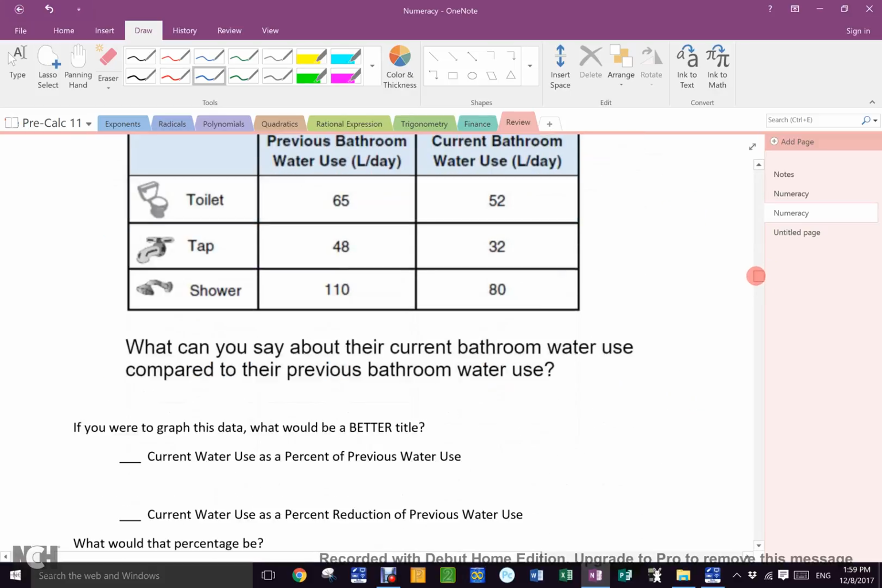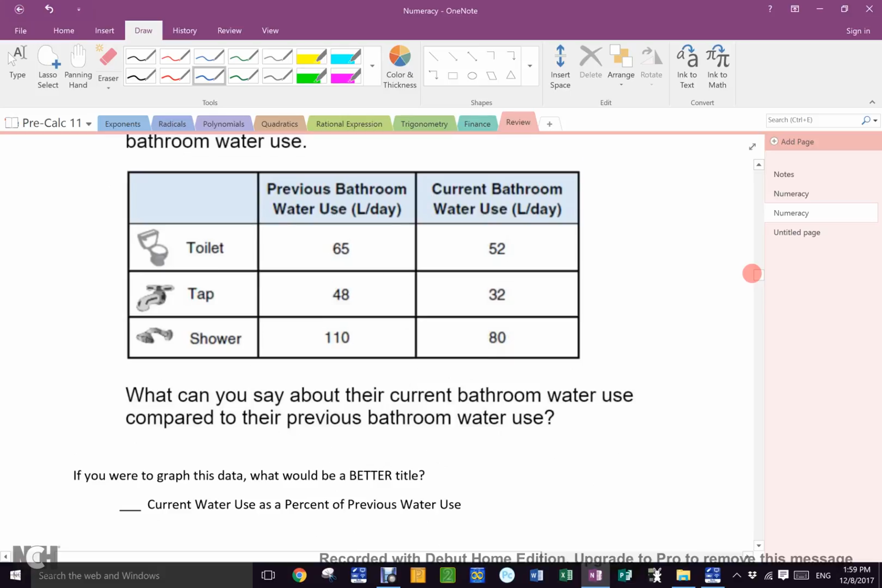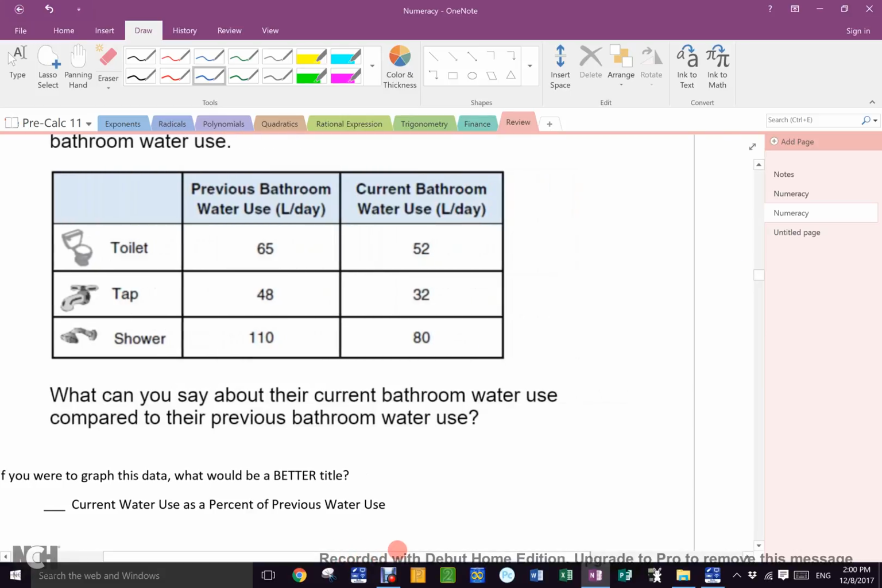All right, next one. This one causes much grief because both answers are correct, depending on how you did the work. Who would like to discuss what they did here? Byron, go. So I took all the information and I treated it in percents. I took the toilet first and I did 52 divided by 65 times 100. That got me the percentage of previous water use. And I did the same for the other.